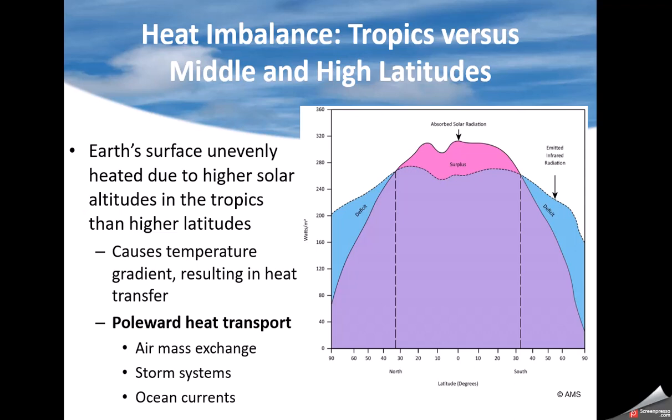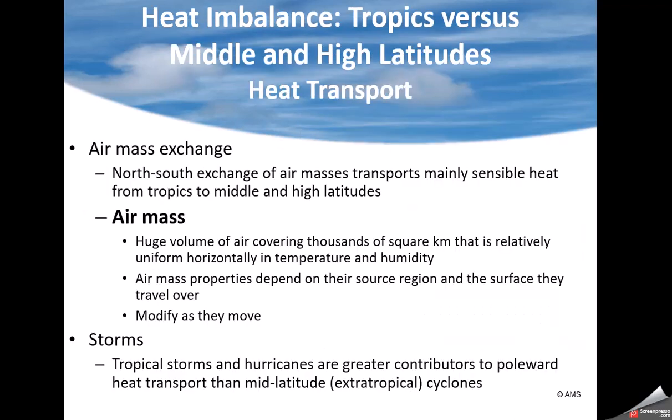Interestingly, we can look at the Earth over the whole, and you see there's a whole lot more radiation that's absorbed in the tropics than there is in the poles. And all the time, we're trying to transfer the heat from the tropics to the poles. We're trying to warm the poles, cool the tropics. It's a constant battle. How do we do that? With air mass exchange, storm systems, ocean currents.